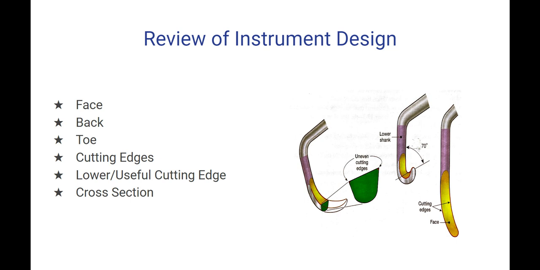Cutting edges. Cutting edges are formed where the face and lateral surface meet. Gracey Curettes are area specific, meaning there is only one useful cutting edge, the lower cutting edge. Lower or useful cutting edge. The lower cutting edge is automatically at the correct angulation when the lower shank is parallel to the tooth surface to be instrumented. Cross section. Gracey Curettes are semicircular in cross section.